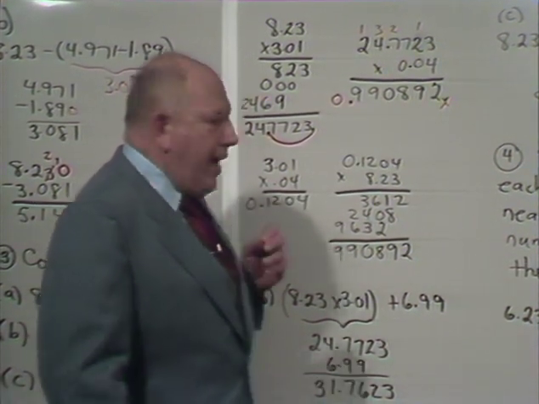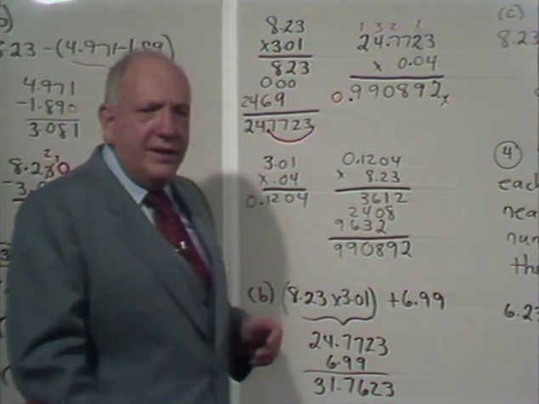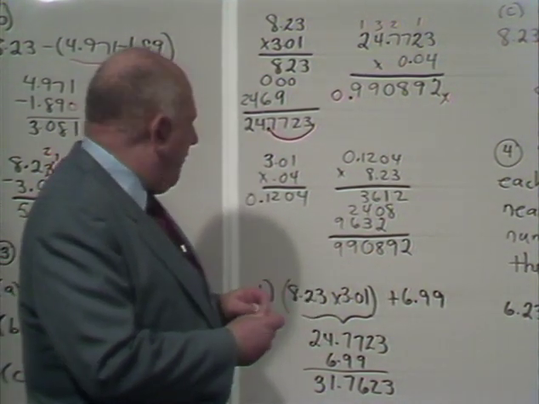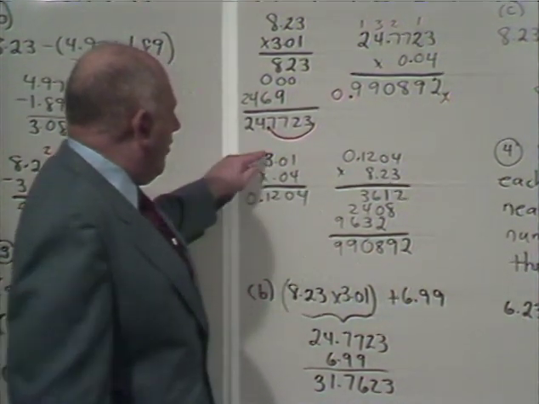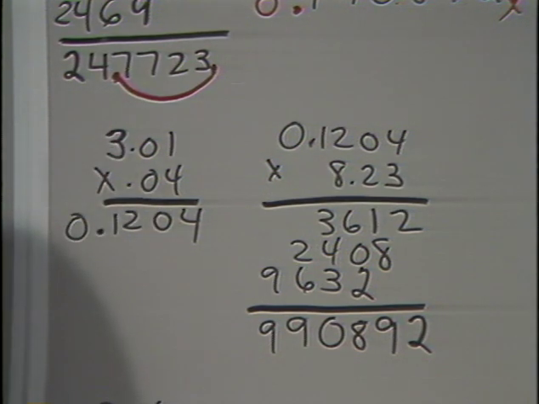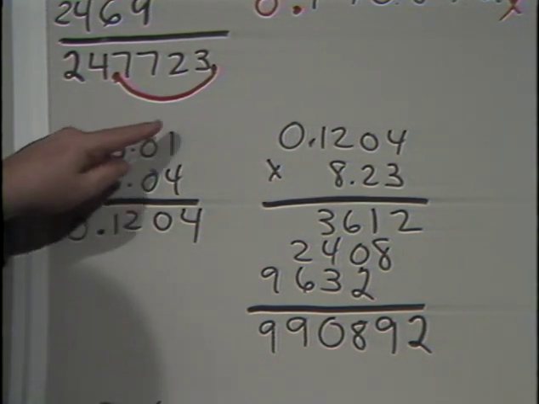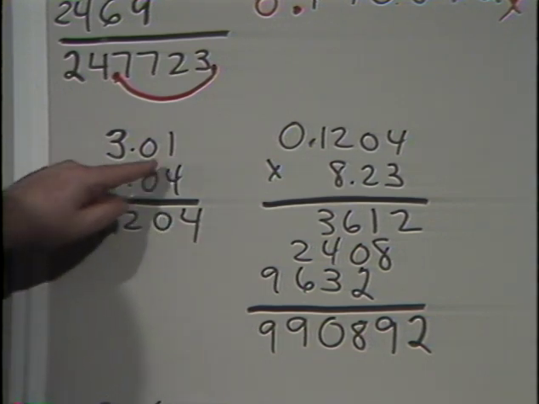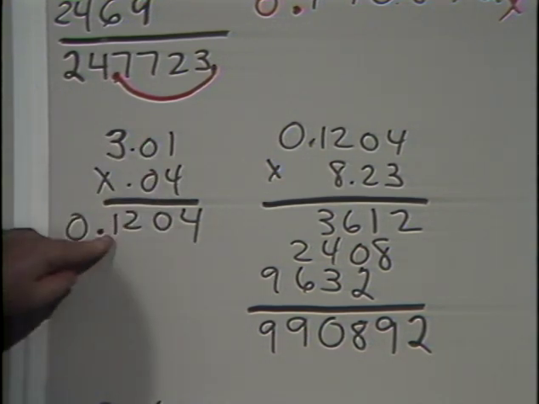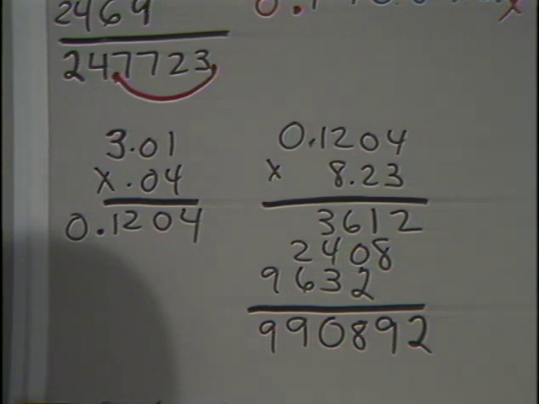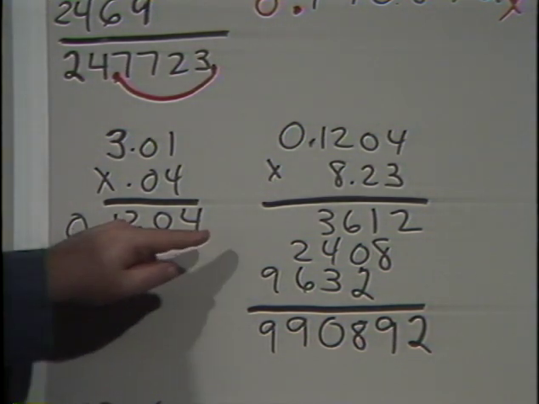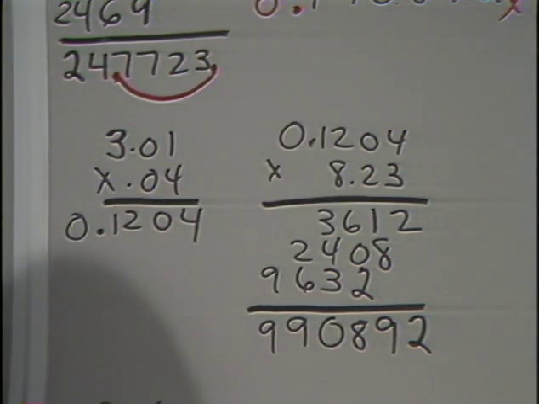Now, to emphasize that I could have multiplied in different orders, what I've done next for you is I decided to first multiply the 3.01 by 0.04. See, 301 times 4 is 1204. 4 decimal digits. I move the decimal point 4 places to the right. That gives me 0.1204. I take that answer. I multiplied that by 8.23.